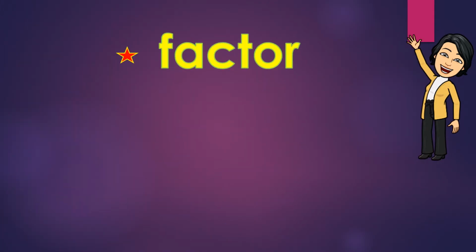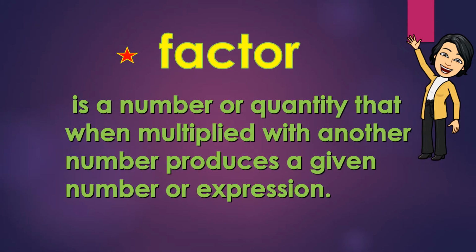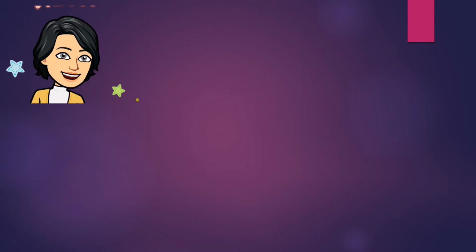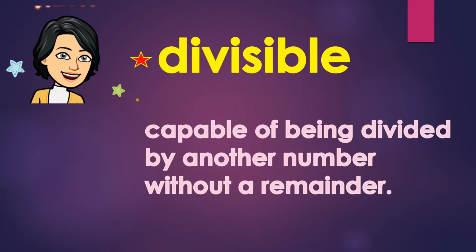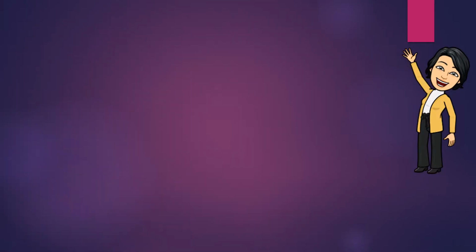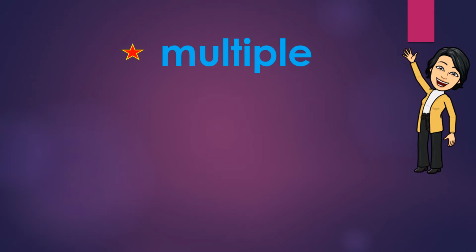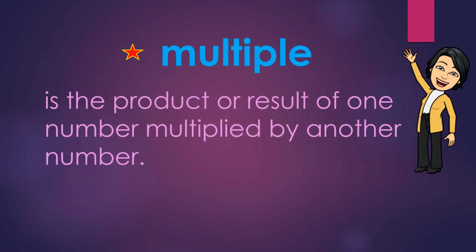Next is factor. Factor is a number or quantity that when multiplied with another number produces a given number or expression. Divisible. Divisible is capable of being divided by another number without remainder. Multiple. Multiple is the product or result of one number multiplied by another number.